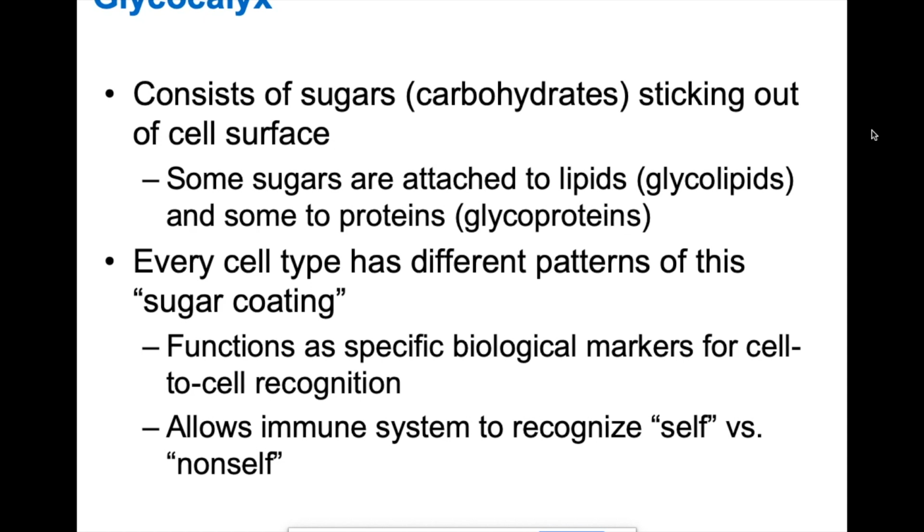So every cell has different types of patterns and sugar coating around the outside, because each cell type that has a different function is going to have a slightly different structure. So the glycocalyx is going to be slightly altered depending on the type of cell and the function of that cell.